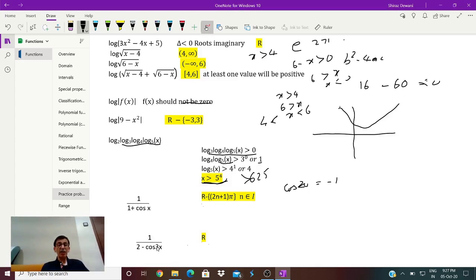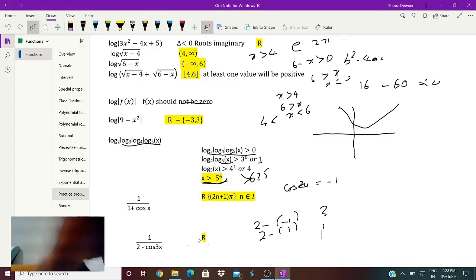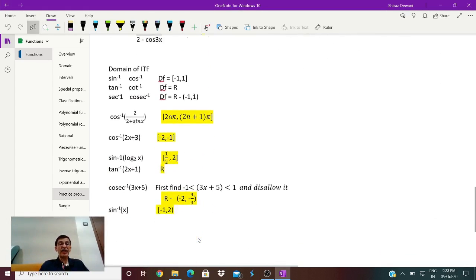Now since this is -1 to +1, for the value of the denominator, if cos 3x is -1, this will become 3, and if it is +1, it will become 2 minus 1, so it will become 1. So the denominator will always vary only between 1 and 3. So the denominator will never touch 0, and hence the domain will be the entire set of real values.